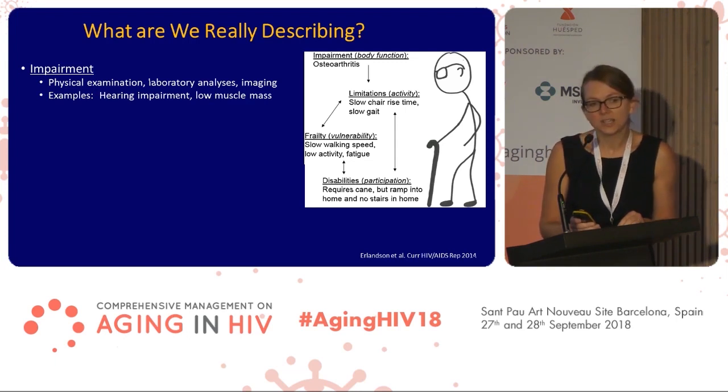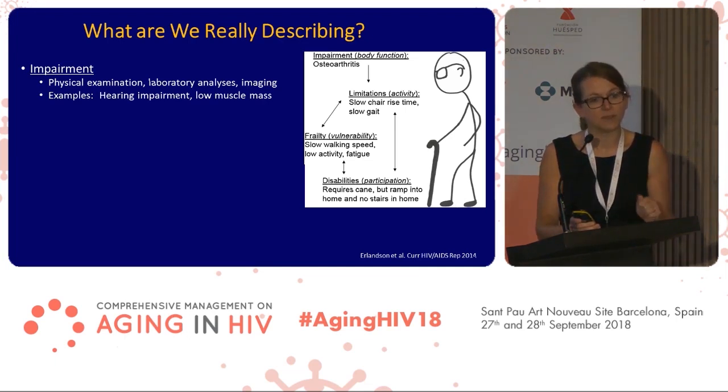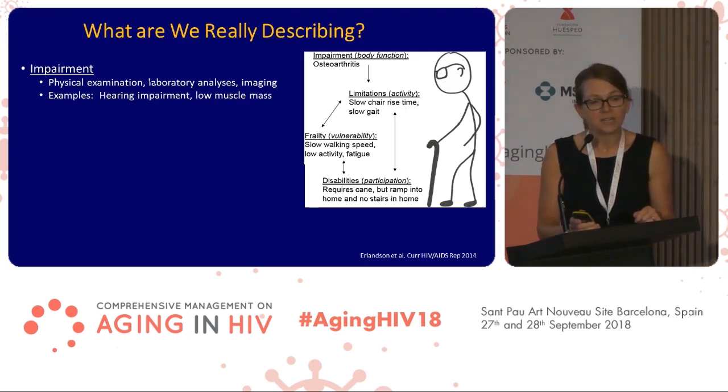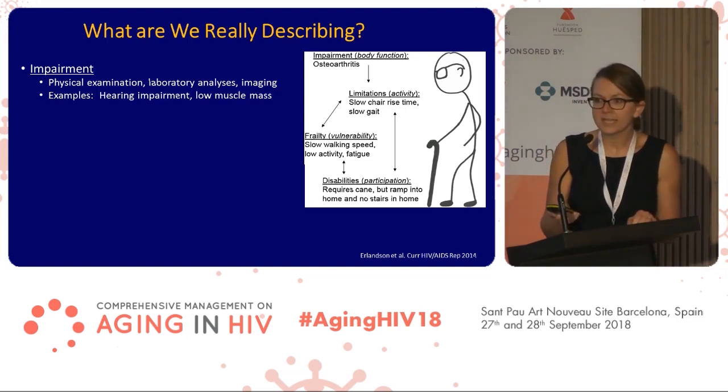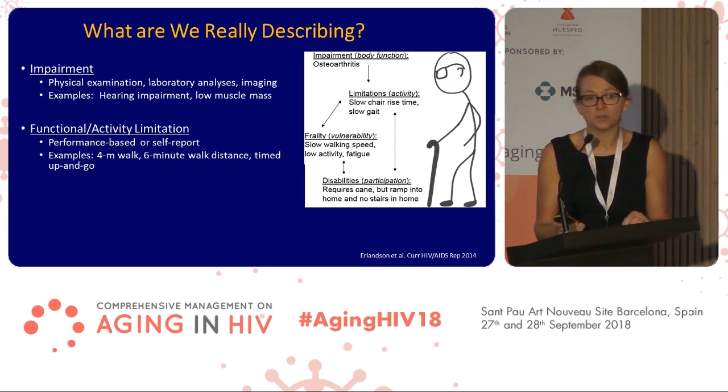To start, I think we can look at a specific impairment. This might be something that we diagnose on physical exam or by a lab test or by some sort of imaging or x-ray. An example might be someone that has hearing impairment that we've diagnosed on an audiology exam. If that impairment isn't treated or progresses, it could lead to an activity limitation. So someone's therefore not able to do something because of this impairment.